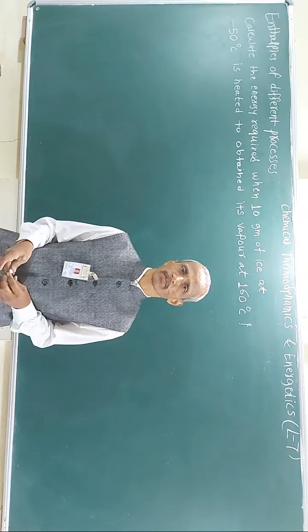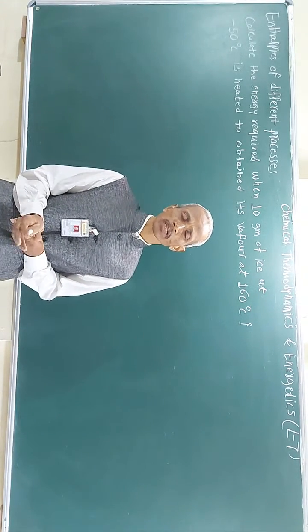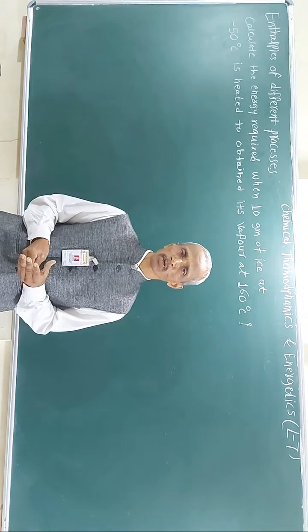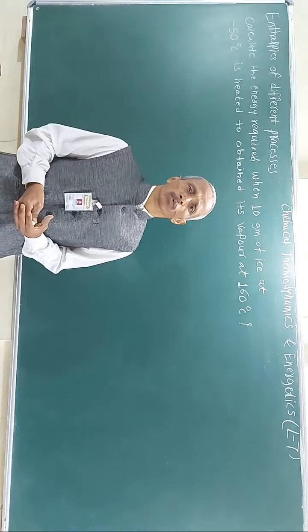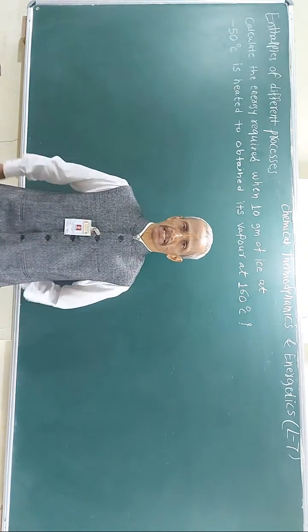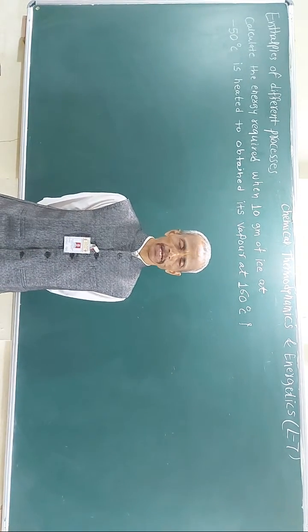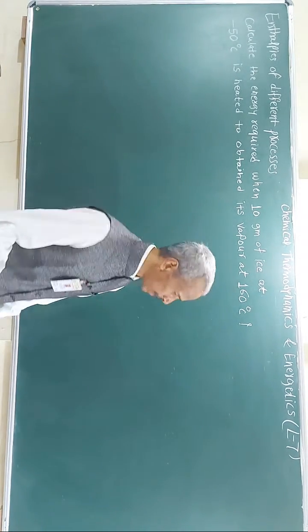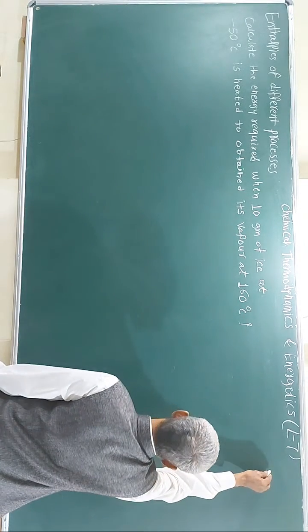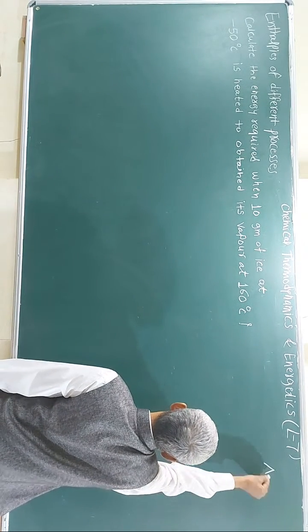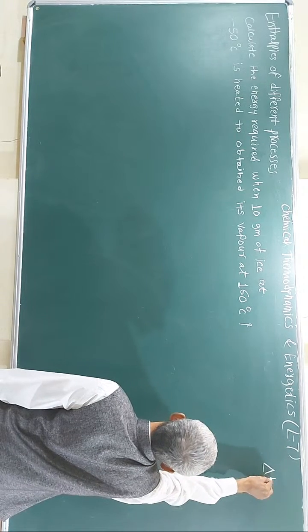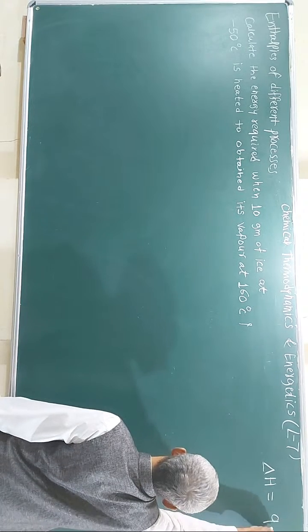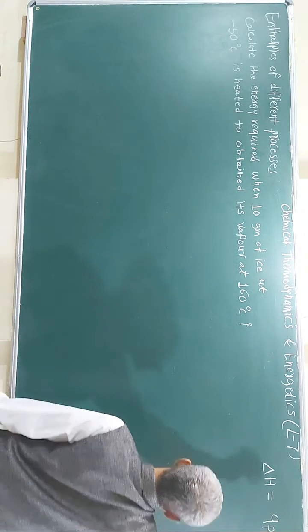Dear friends, today we are going to solve some problems which are based on the concepts of the different definitions which concern the enthalpy changes in different processes. As discussed in the last lecture, we have derived certain formulas here. Delta H is equal to Qp, that is the heat absorbed by the system at constant pressure.